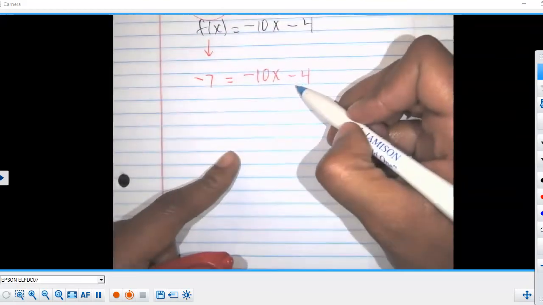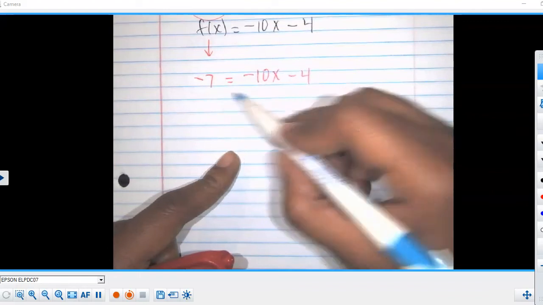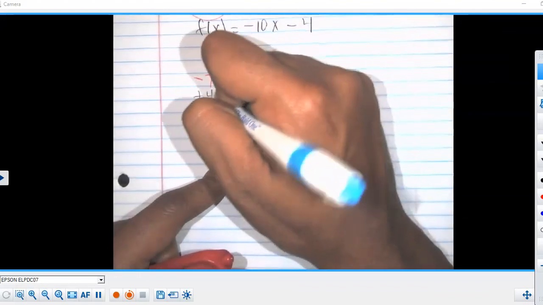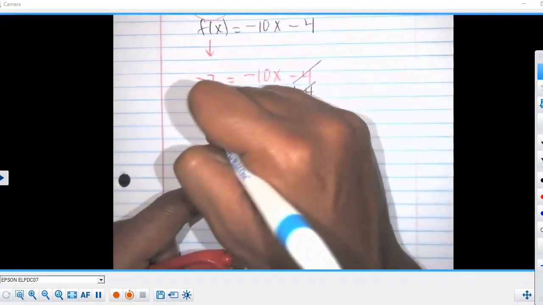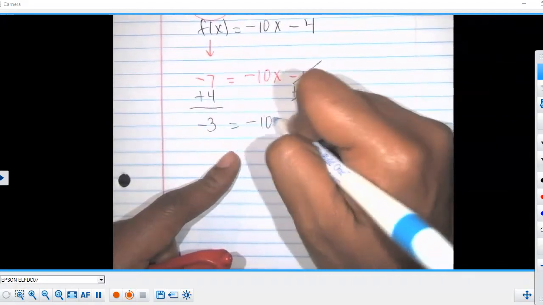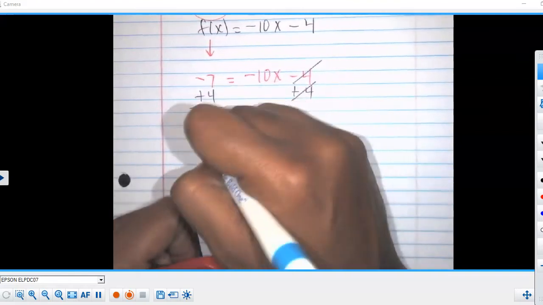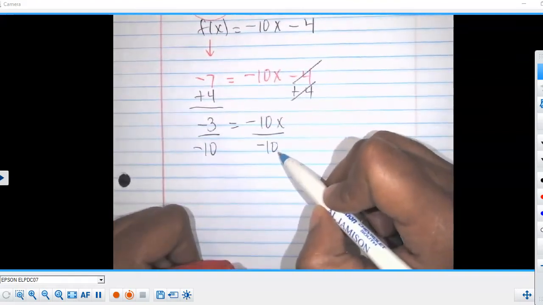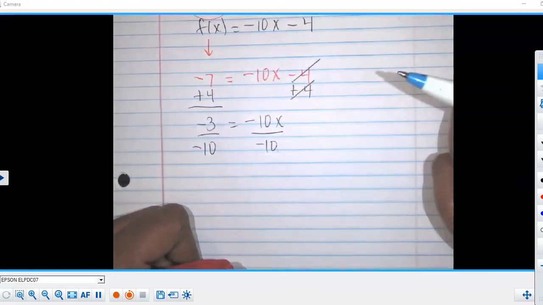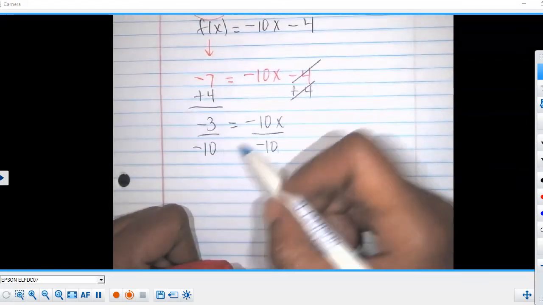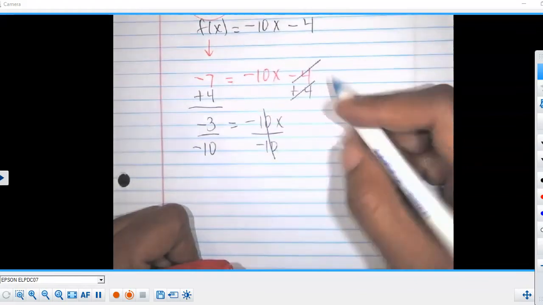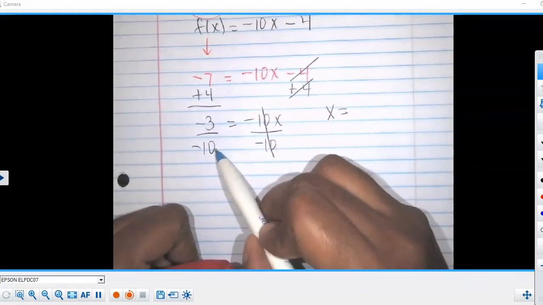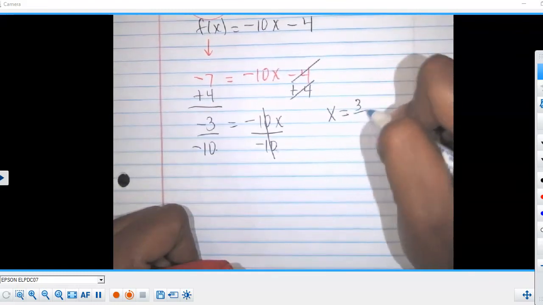So inverse operation, right? Numbers are going to go in this case to the left. The x is on the right. Plus 4, plus 4. This is a -3 equals -10x. Divide by -10. Divide by -10. Not divide by -10x. That means if you do that, there would be no x at all. You'd be bringing it down here in the denominator. Just the coefficient. So the answer is x equals a negative divided by negative is a positive 3/10.